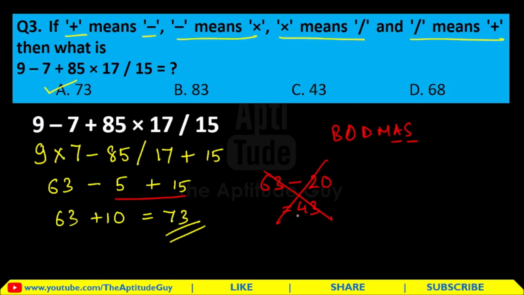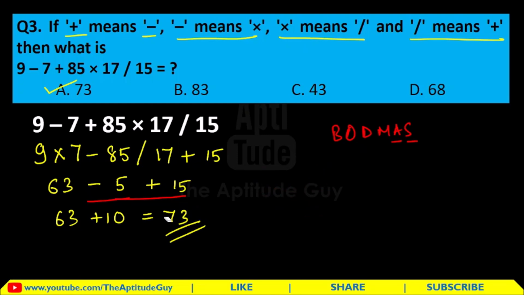This is horribly wrong. Why so? Because if you want to add first, definitely add first. But you can't add 5 without the minus. This minus is a part of 5. This is not just 5. This is minus 5 plus 15. You cannot assume that this is 5 plus 15. Alright? This is minus 5 plus 15. Minus 5 plus 15 is plus 10. Then 63 plus 10 is 73. That is how it should be done.